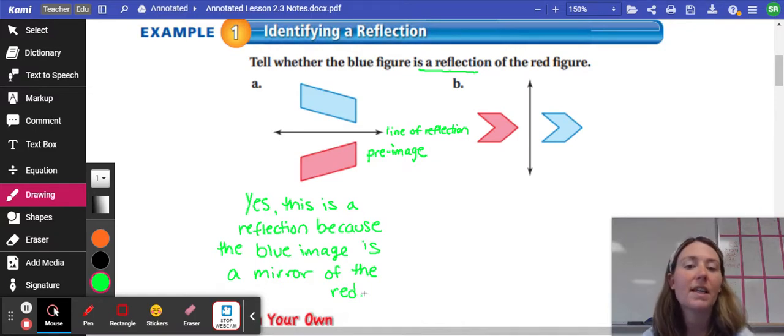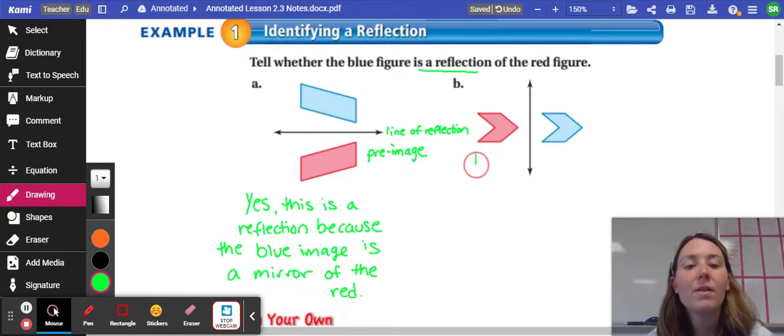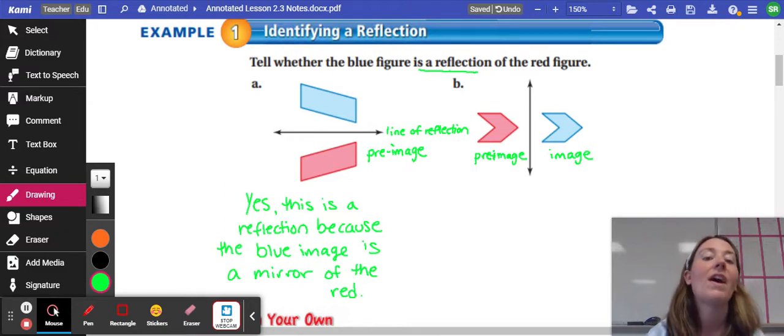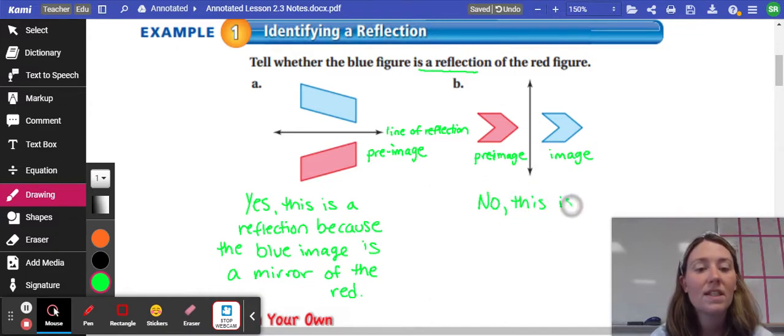Now, if we look at the second example here, example B, I want to see if this red pre-image would create the blue image if I were to flip it over this line of reflection. If I were to flip this red image over, it would not create the blue image, right? It would not look like a mirror image or a reflection. So for B, we would say no. This is not a reflection.